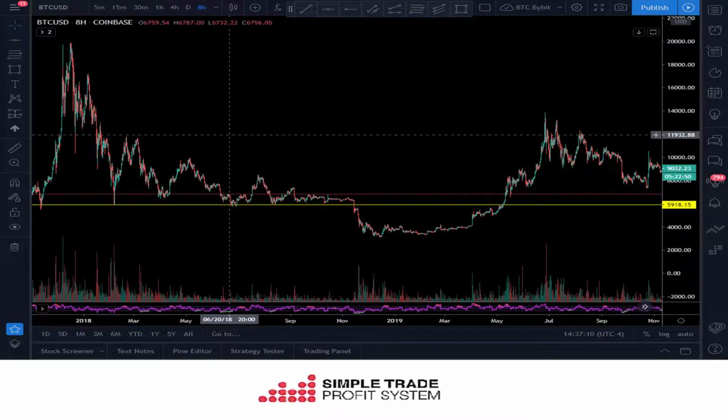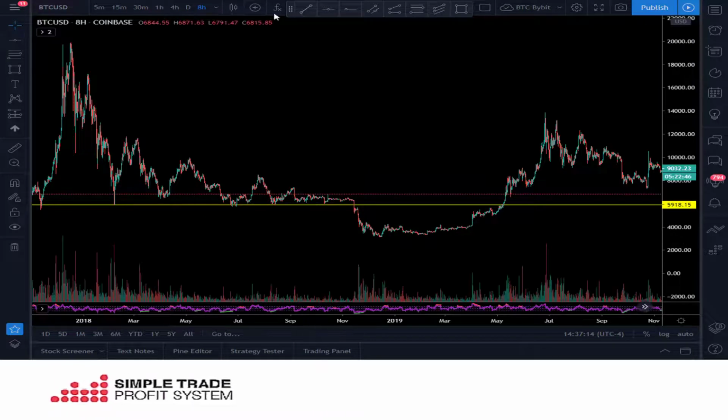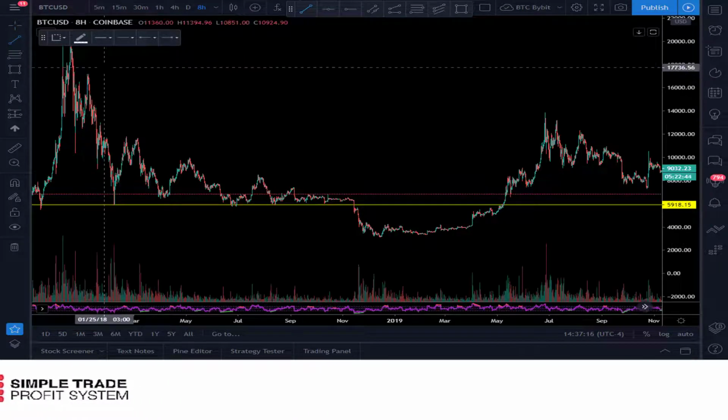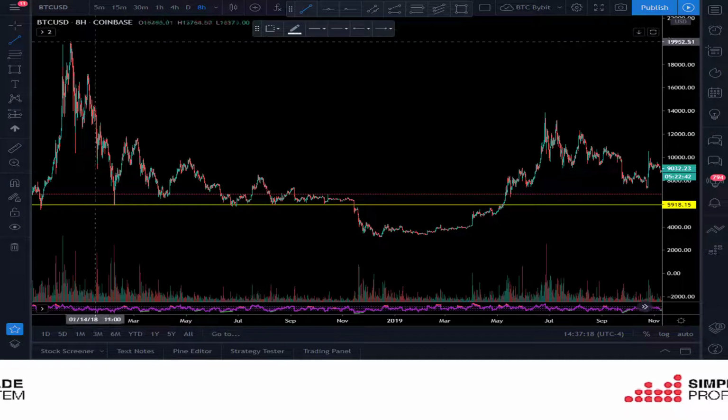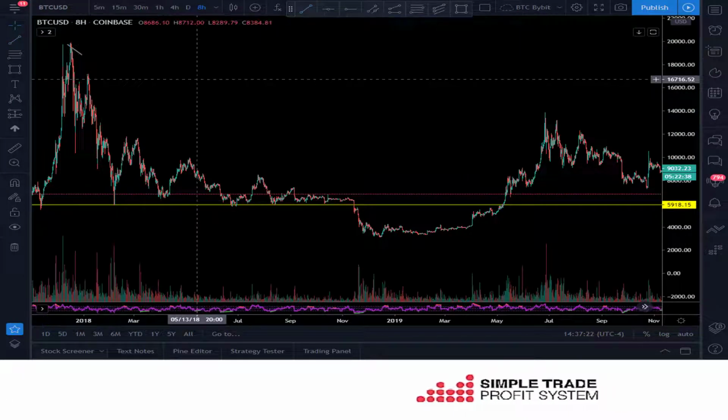And you could really see this, that's why descending triangles, which is what this is, or you could probably even just draw it.